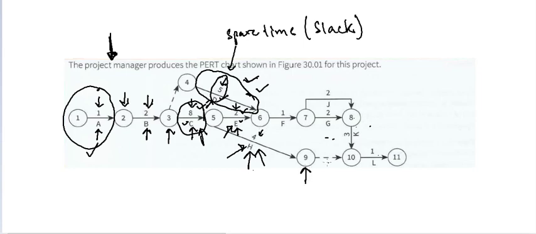Once this technical documentation is over, we've reached milestone 9, and you can see this dotted arrow here, which is basically indicating that this is a dummy activity. So we're basically not doing anything here.